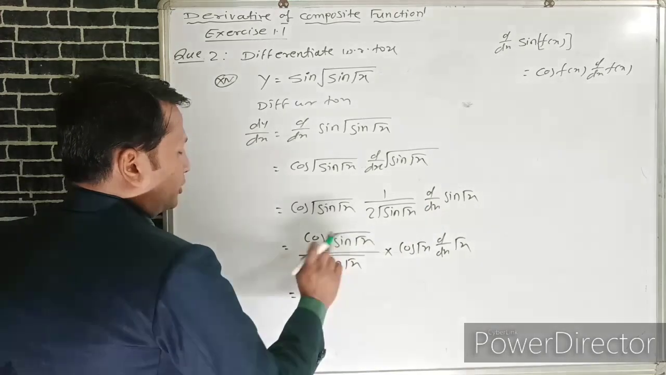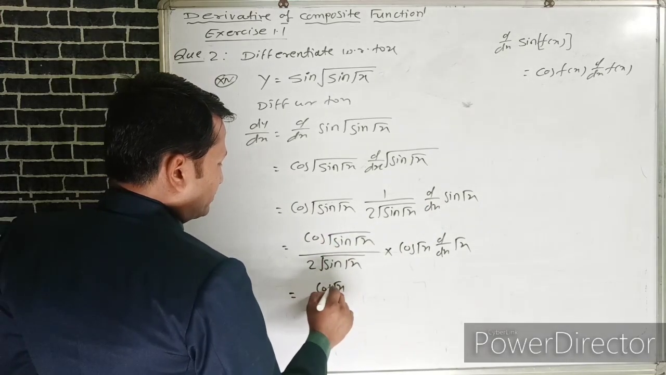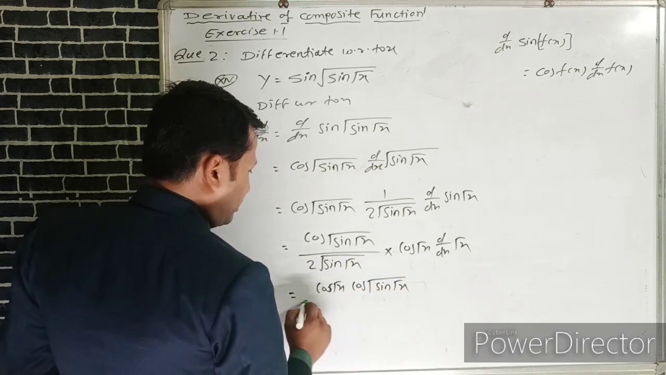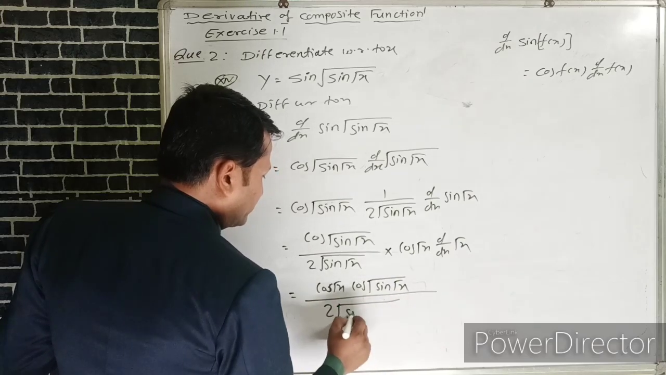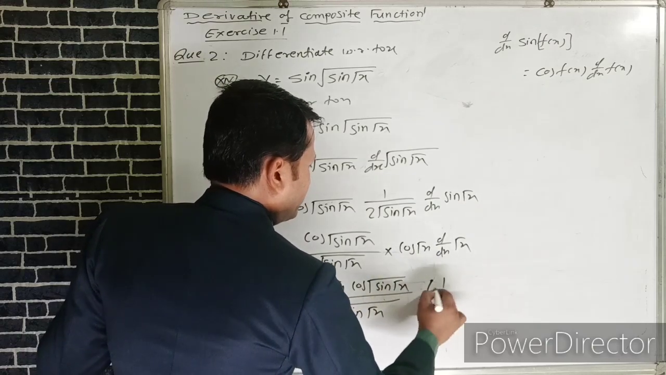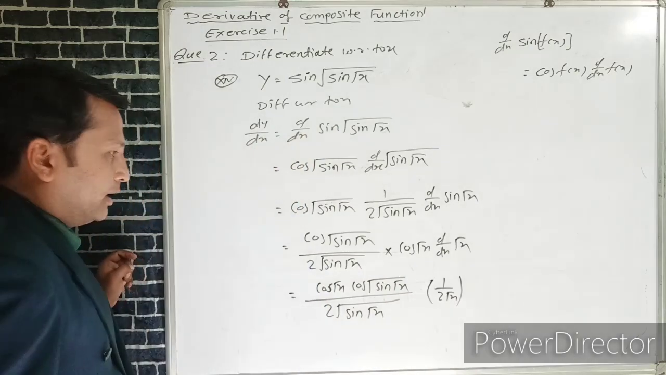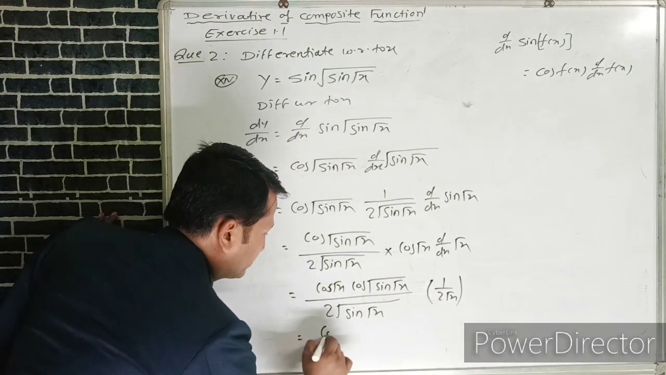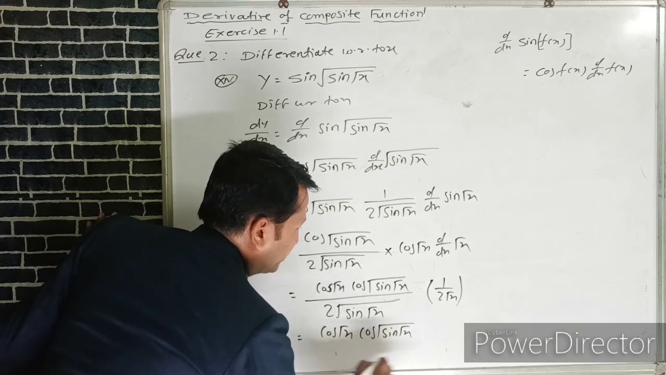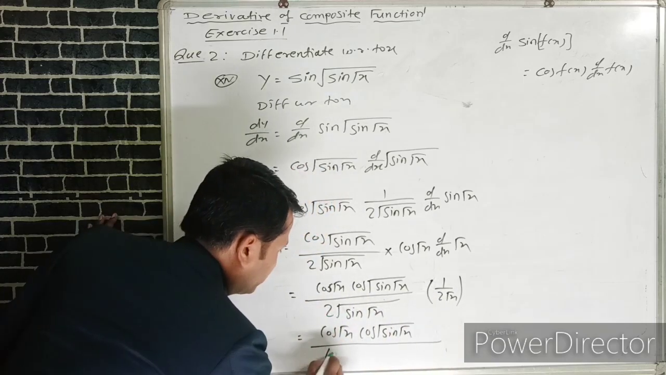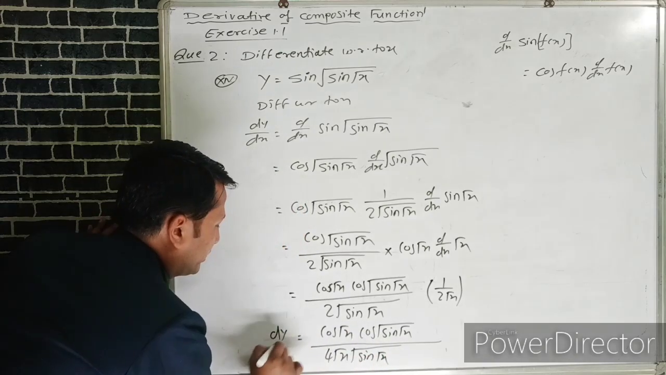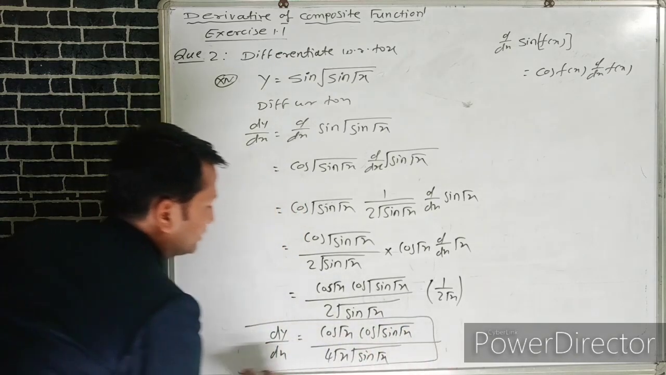Cos of root x into cos of under root of sine of root x upon 2 under root of sine of root x, into again the derivative of root x, which is 1 upon 2 root x. After multiplying, we can write cos of root x into cos of under root of sine of root x upon 2 into 2, that is 4 under root x into under root of sine root x, which is the required derivative of y, dy upon dx.